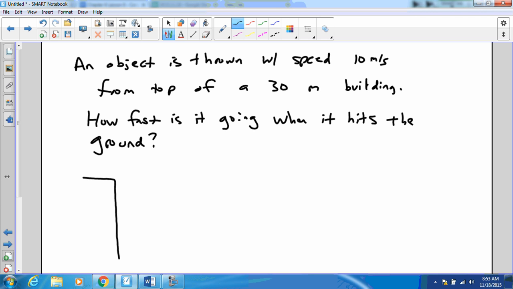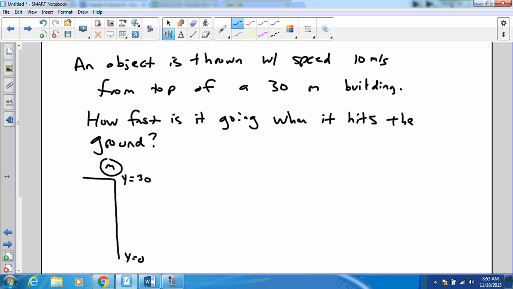Now, of course, we want to draw ourselves a picture. And here we've got y equals 0 down at the bottom, and y equals 30 up at the top. And now we've got our object. One of the interesting things about the object is we're not told the mass of the object. We know what to do with that. What are we going to do? Well, we hope it's going to cancel out, but until then, we're going to call it M. So here's my object, mass M.